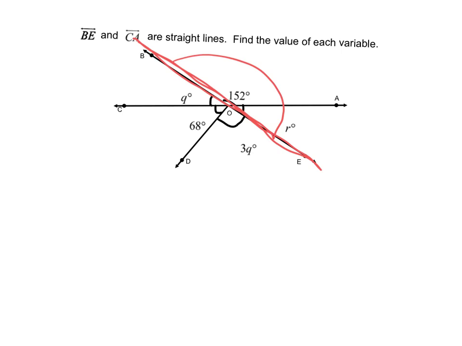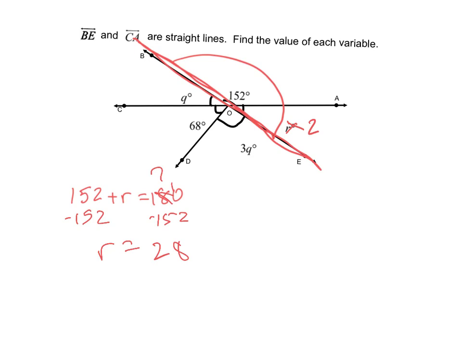So I'm going to write my equation. 152 plus R equals 180, because that's a straight line. Subtract 152 from both sides. I'm left with R equals, let's see, I have to borrow. R equals 28. Because I know R is 28, I'm going to put that in my graph everywhere I see an R. That's the only place that I see an R.